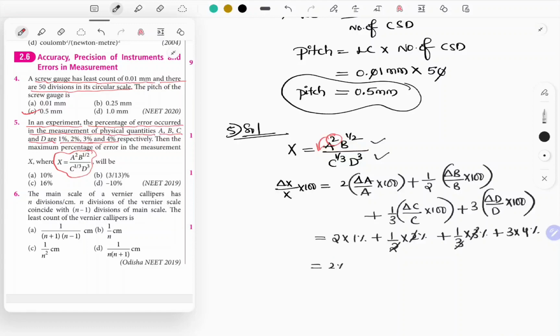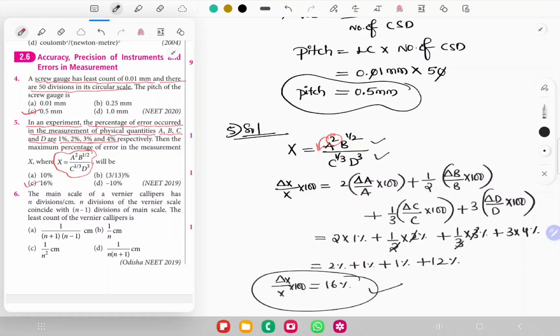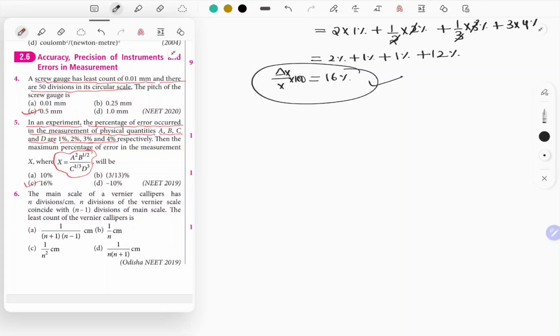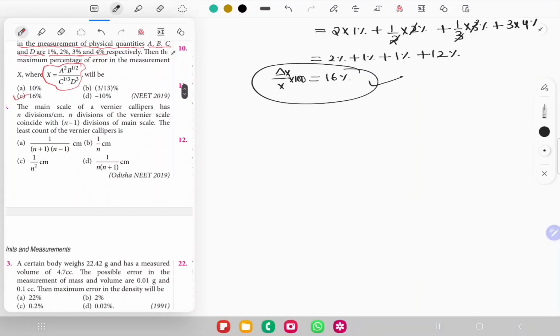Finally, you are going to get 2% plus 1% plus 1% plus 12%. The answer is going to be 16%. This is the percentage error present in the measurement of quantity X. Look at the options. Which option is matching? Option C is correct. Hope you understand, guys. If you didn't understand, go through this video solution again, then you will definitely be able to. Okay, let's move on to the next question.